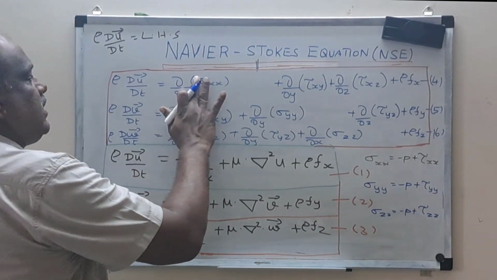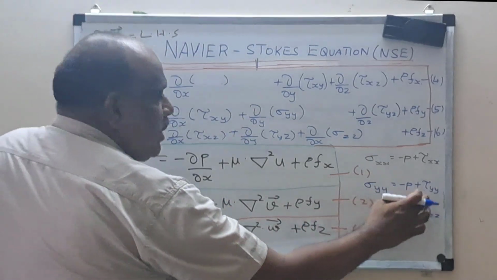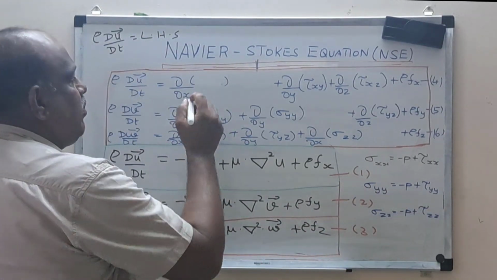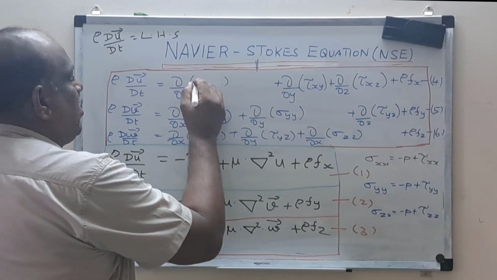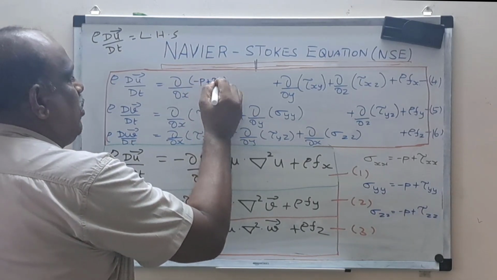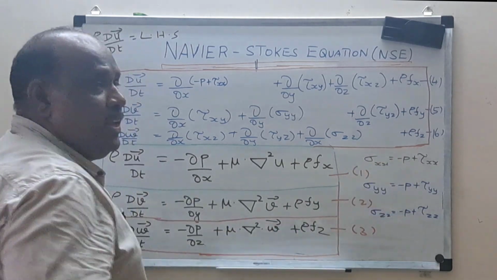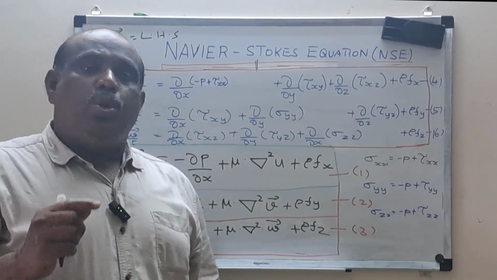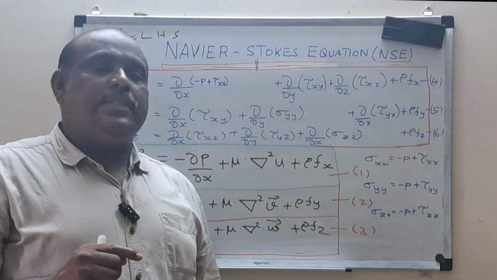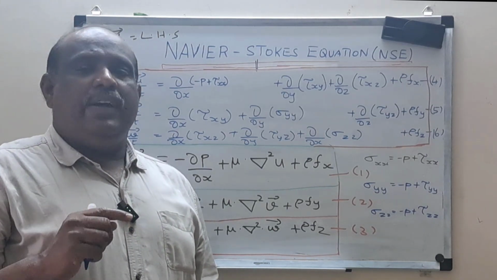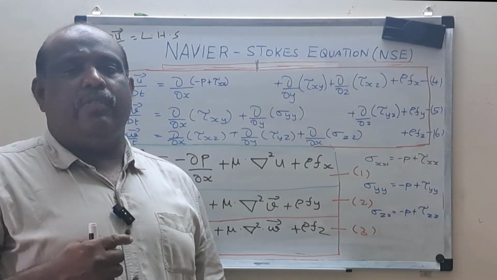So I can replace now the sigma xx with what? Minus p plus tau yy. So it will become minus p plus tau xx. Can I write like this? Because sigma x is equal to minus p plus tau xx, where tau xx will be equal to 2 mu into dou u by dou x minus 2 by 3 mu of del dot v. Already we have seen what is the value of sigma xx.